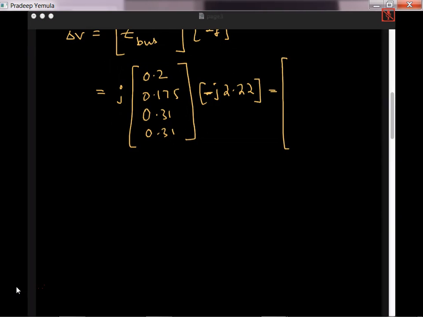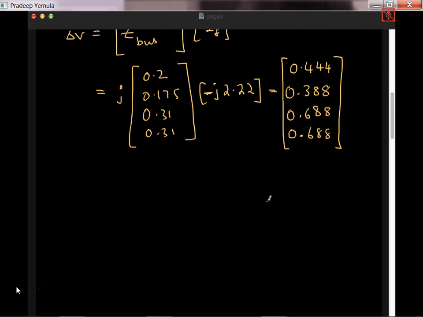So finally I'll get delta V. Let me do it individually. 0.2 into 2.22 will be 0.444. For the second one, 0.175 into 2.22 will be 0.388. Then 0.31 into 2.22 is 0.688. And the last one also will be the same. So these are the changes in the voltages.